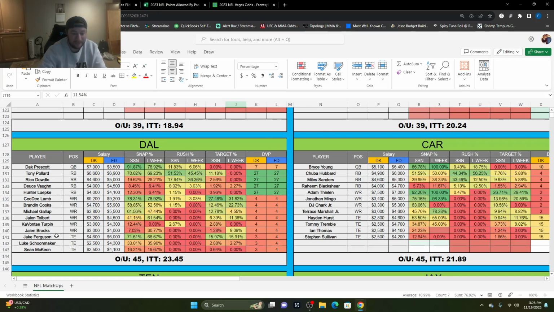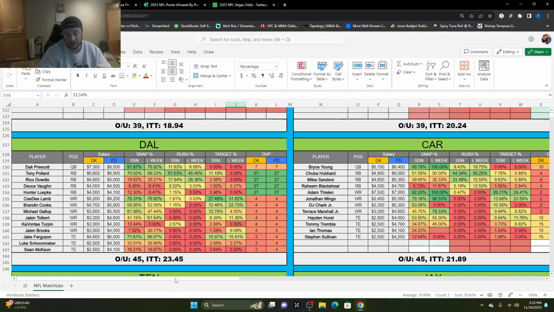I would look at CeeDee Lamb. I would look at Jake Ferguson. And then you're going to pay a pretty penny for Tony Pollard. I don't know if I trust him enough, though. Definitely something to watch. But Prescott, CeeDee Lamb, Ferguson, for sure. Tony Pollard, I'm okay with. Not in love with, but I could use some of them.